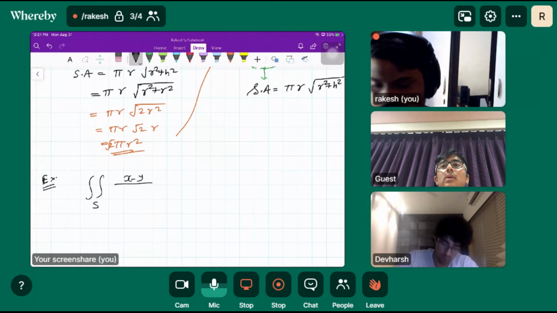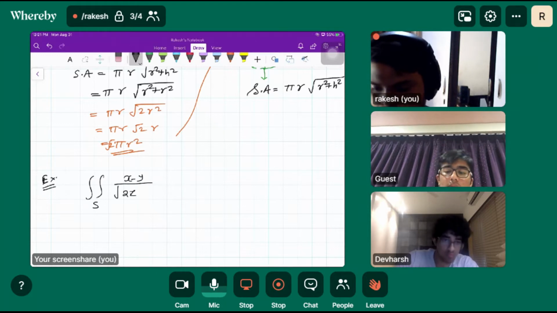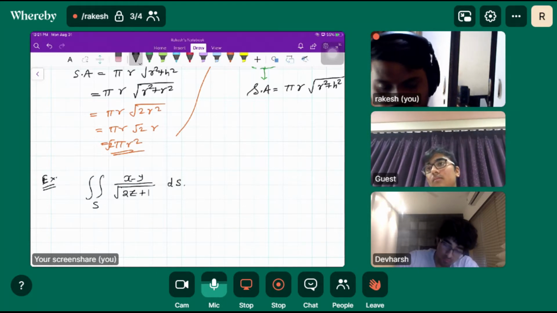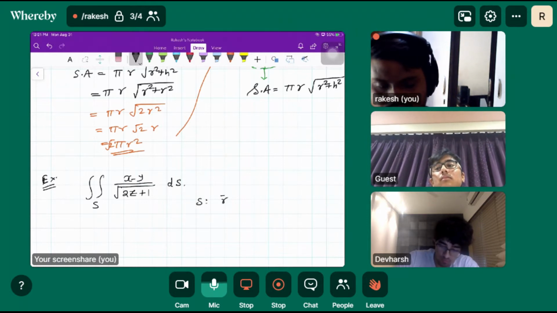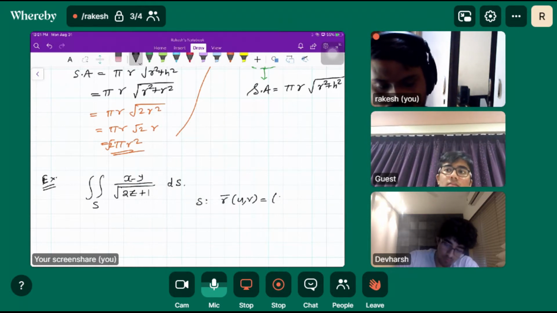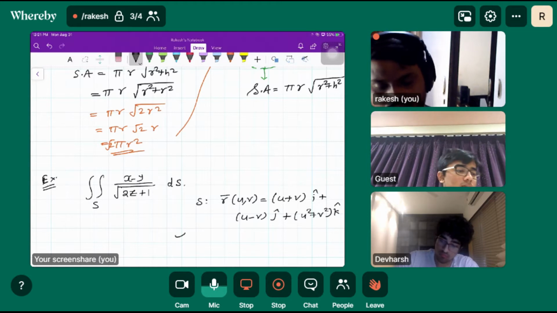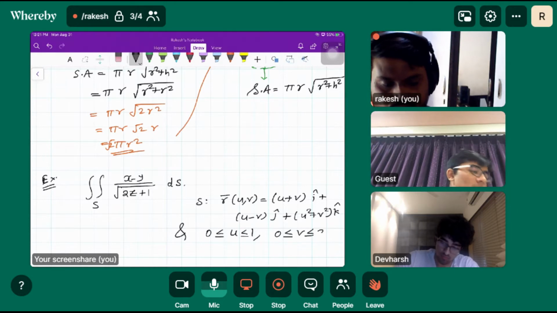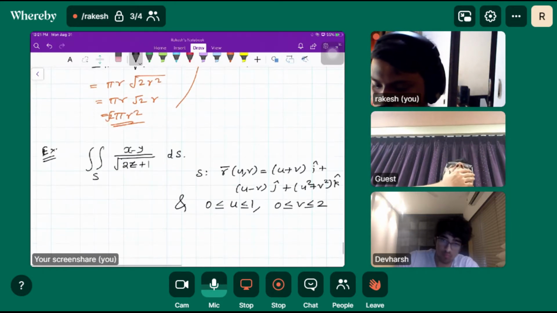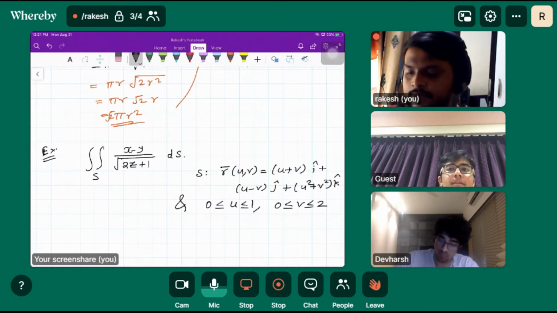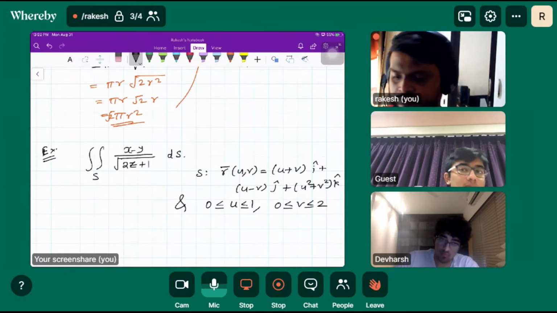The integral of x minus y upon root 2z plus 1 dS, where the surface is defined as r(u, v) equals u plus v i cap plus u minus v j cap plus u square plus v square k cap, and u goes from 0 to 1, v goes from 0 to 2. First of all, set up the double integration.